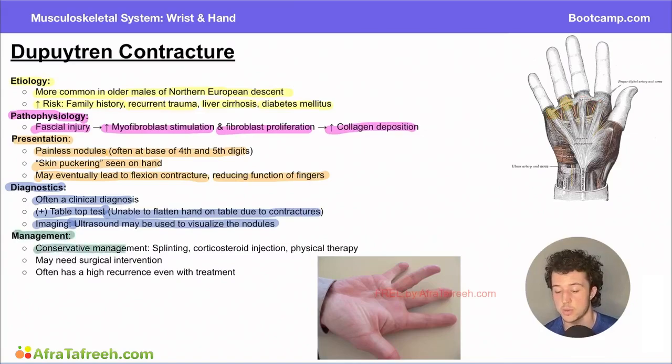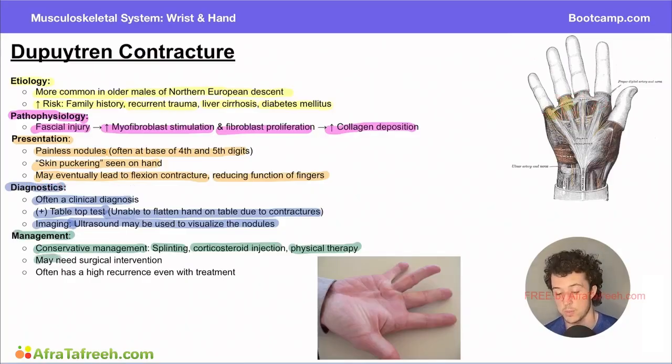So as always, we'll begin with conservative treatment and splint the hand, use corticosteroid injection, and use physical therapy for the hand. In addition, we may use injection called collagenase injections, in which we hope to break up some of the collagen that could be leading to the contracture in hands.